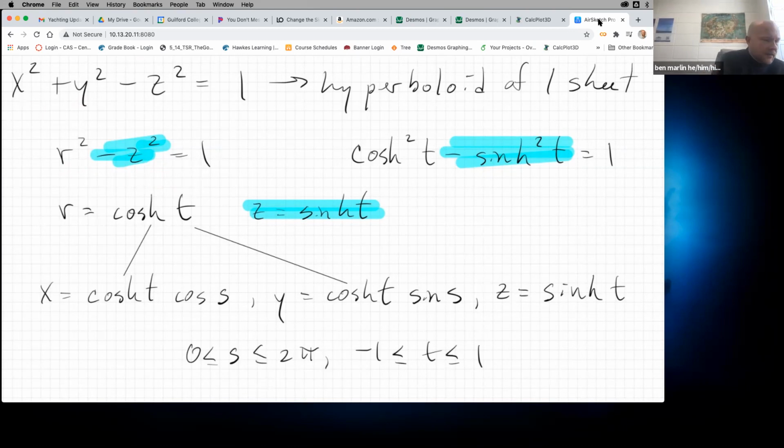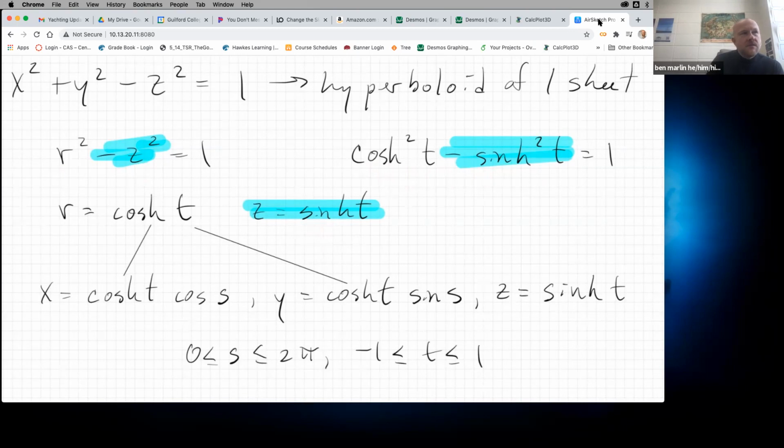hyperbola, okay? And so we would talk about here that the identity for hyperbolic sine and cosine is cosh squared minus sinh squared is equal to 1. And that tells us that we're going to let our r, which is in the position of the cosh, be cosh, and the z be sinh, okay?